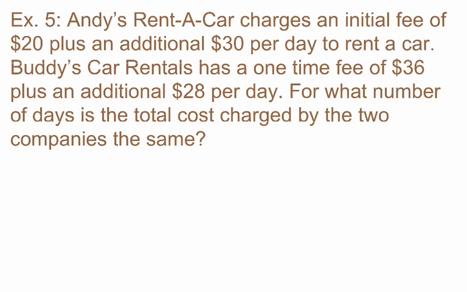What we're expected to do for this problem is we're expected to set up an equation, and what's going to happen is we're going to have the information for Andy's on one side of the equal sign and Buddy's on the other side of the equal sign. Now, when we see things like initial fee or one-time fee, things like that, that is going to be our constant term. So if you go to Andy's Rent-A-Car and say, you know what, I want to rent a car, they say, all right, that'll be $20 plus $30 per day.